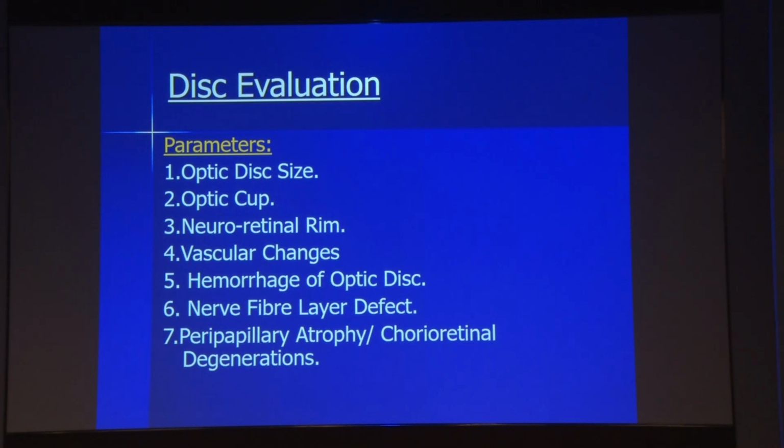Then the standard optic cup, and the neuroretinal rim, which is of prime importance, absolutely important to assess the health of the neuroretinal rim at the end of the day. Any vascular changes or any hemorrhage on the optic disc, hemorrhage will not look at you. You have to see and rule out an optic disc hemorrhage. Any nerve fiber layer defect, and last but not the least, peripapillary atrophy or chorioretinal degeneration. So let us move on.